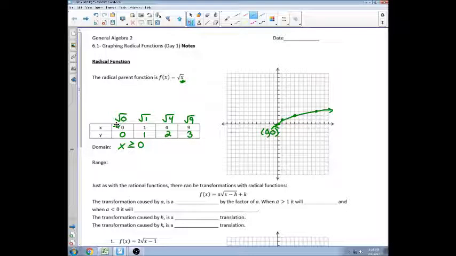Then my range is going to be the same thing. It's going up. So as it's going up to the right, all of my y's will be larger than the starting point. So y is greater than or equal to 0 as well. Okay?